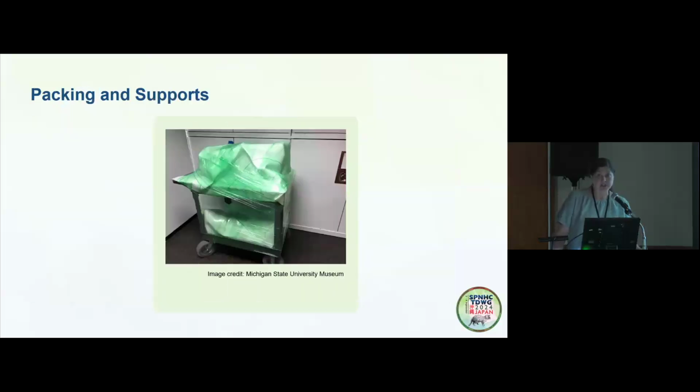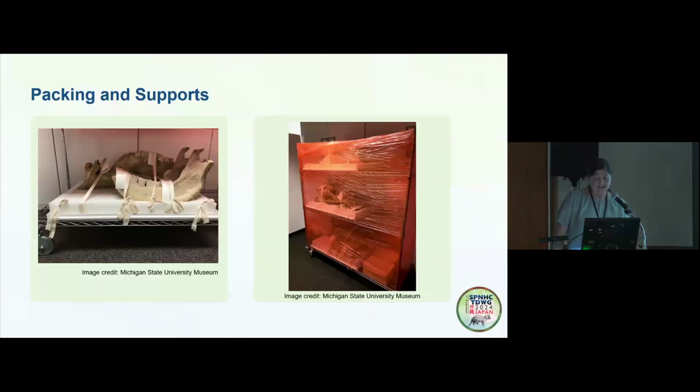Here are some illustrations of just some of the packing and support methods that were used by museum staff. I think this is a hippopotamus skull underneath there, secured with Volara and on a cart that just got moved to our new space. And this image is actually a rhino skull in a cavity mount on plank foam and tied down with twill tape and secured to the cart.